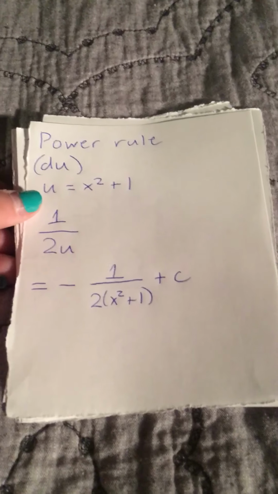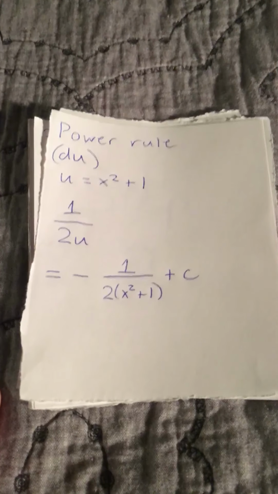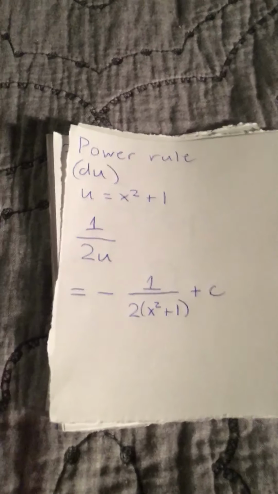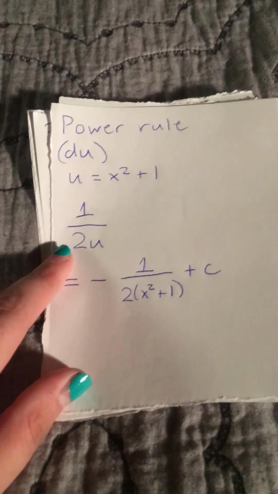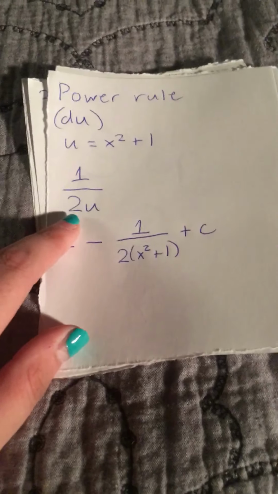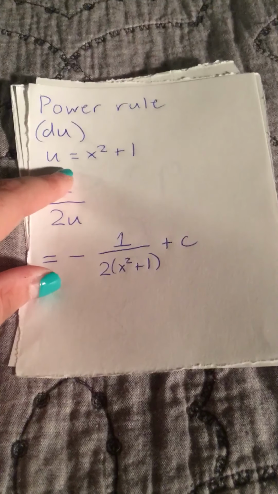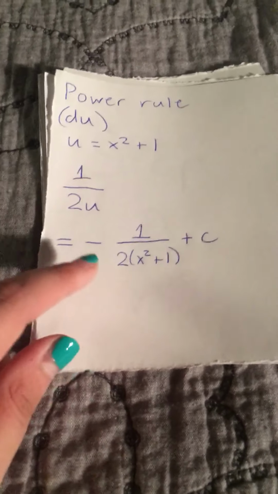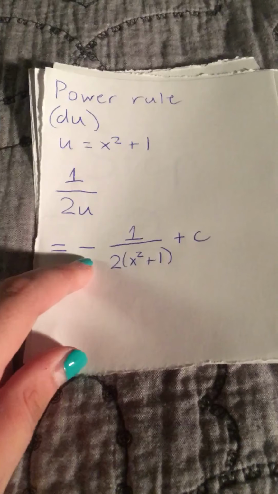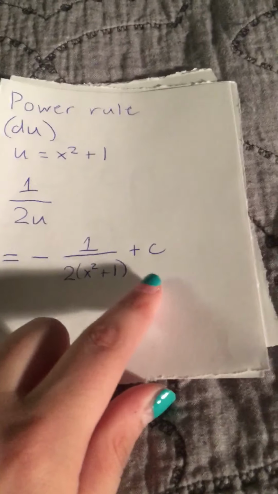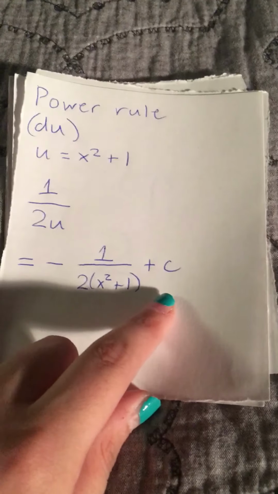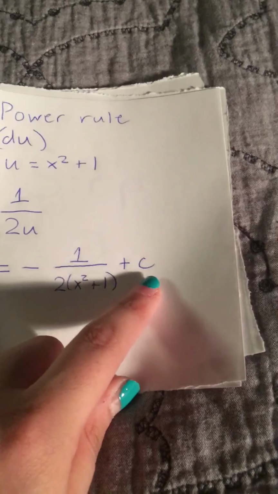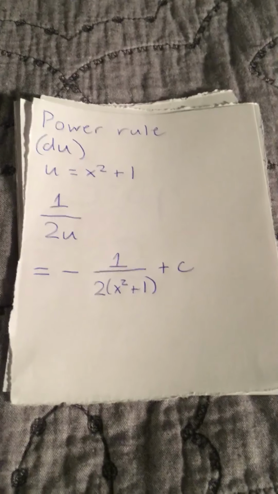And we're going to have u equal the x squared plus 1, which is the denominator in that fraction over there. After using the power rule, you'll get 1 over 2u. And remember, u equals x squared plus 1, so we can just plug that right in. Then we can add the minus sign from the original equation. And remember, when you're taking the integral of something, you always have to add plus c, which we'll get to later on.